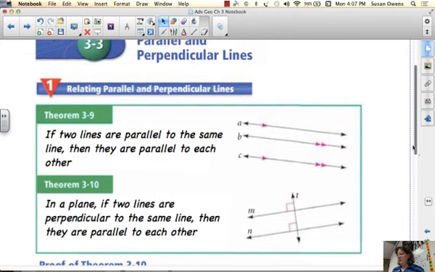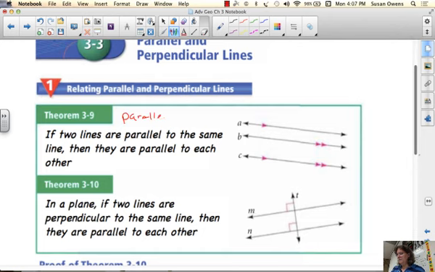Okay? So the first theorem says if two lines are parallel to the same line, then they are parallel to each other. This one I like to call the parallel lines theorem. So you can see from what we're given in the diagram, we're given that A is parallel to C, and we're also given that B is parallel to C. And so we can say that A is parallel to B.